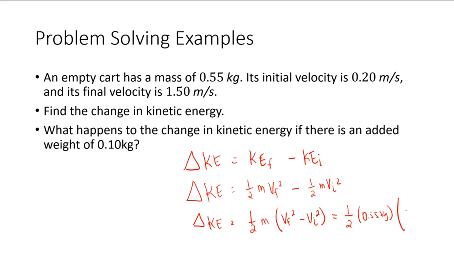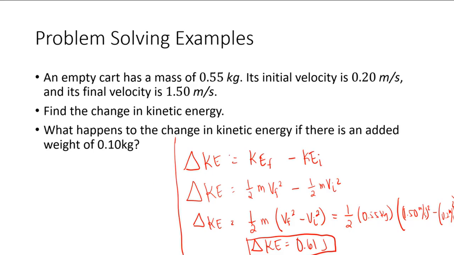multiplied by 1.5 meters per second squared minus 0.20 meters per second squared. So what would be the value of our change in kinetic energy? Acosta. 0.61 joules. Okay, so 0.61 joules. That's actually correct. No, that's for letter A. How about for the next problem?